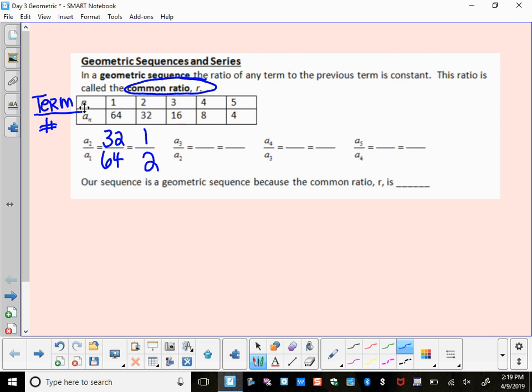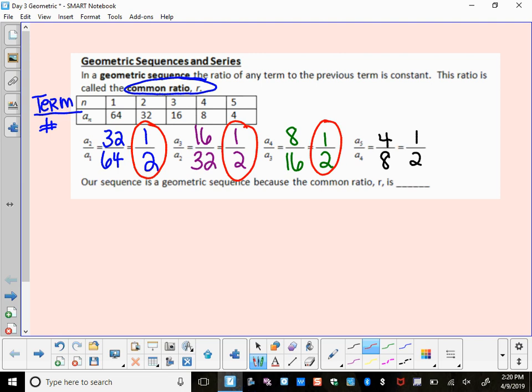All right, let's take a look at the next one. Your third term, which is 16, divided by your second term, which is 32. 16 divided by 32? 1/2. Your fourth term, 8, divided by your third term, which is 16. 8 over 16? 1/2. And last, my fifth term divided by my fourth term, 1/2 again. Do you see what the common ratio is? The common ratio is 1/2. You can write that down.